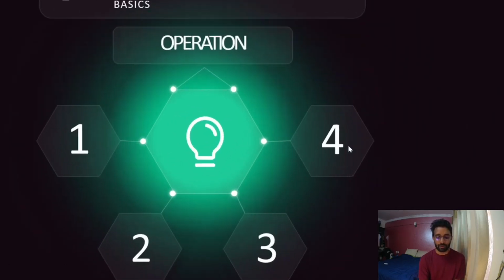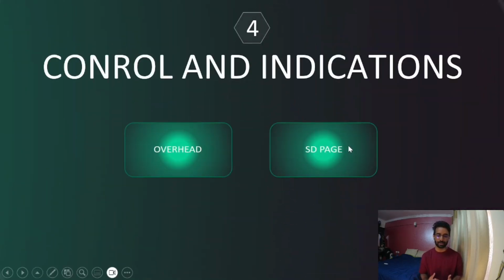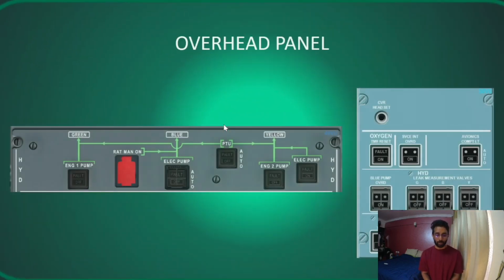Now let's talk about the indications. There are controls and indications. One thing we're going to talk about first is your overhead panel. In your overhead panel, this is your hydraulic system. You see hydraulic, and these are the control switches available for you in the cockpit on your overhead panel. There are also some hydraulic switches in the maintenance panel, which is at the back right side. These are the only switches available for you as a pilot to operate.